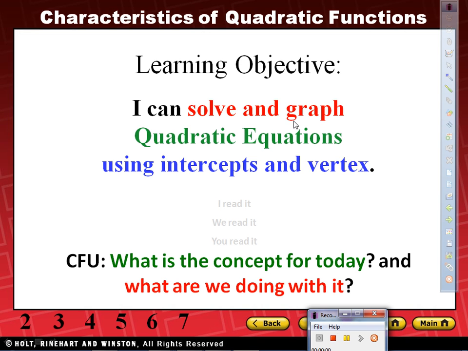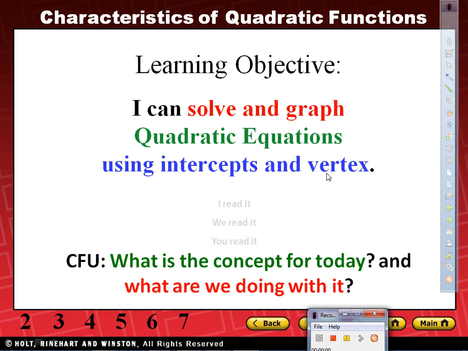Okay, so our objective for today: I can solve and graph quadratic equations using intercepts and vertex. Let's read it together. 1, 2, 3. I can solve and graph quadratic equations using intercepts and vertex.